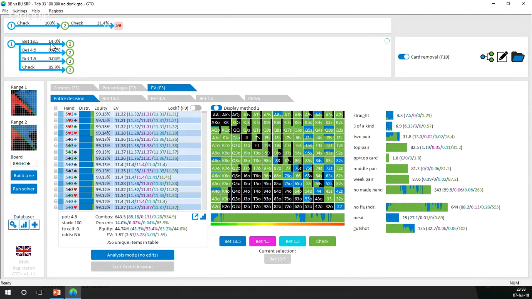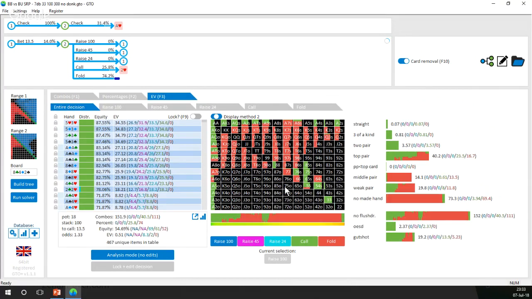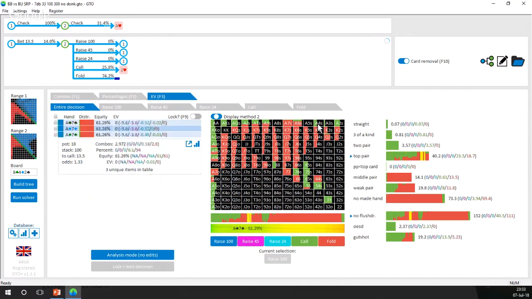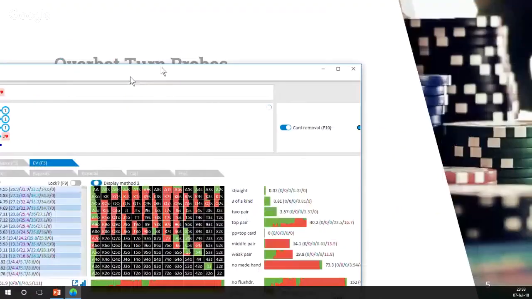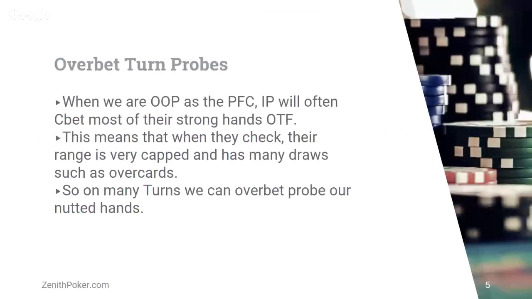Cool. So we overbet and then we can see that their range shrinks to a lot of ace-x type hands. Our weakest pairs have five outs against top pair, so we would use them. Cool, cool.